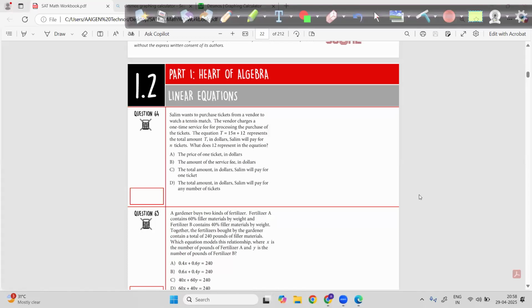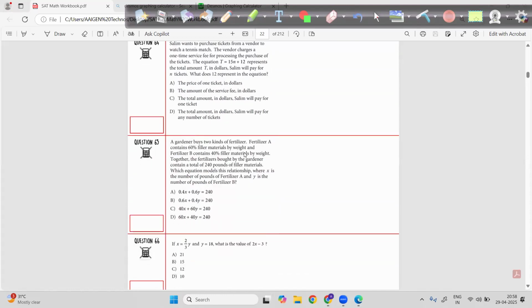So the service fee, the customer service fee, the price of one ticket in dollars, the amount of the service fee in dollars. So definitely the amount of service fee in dollars, which should be B, should be your answer. 64th answer is B. Last question for the day, please do 65. Because I get 12 when N is equal to 0, N is equal to 0 represents the service fee that he needs to pay. Last one, 65th one, please solve this.